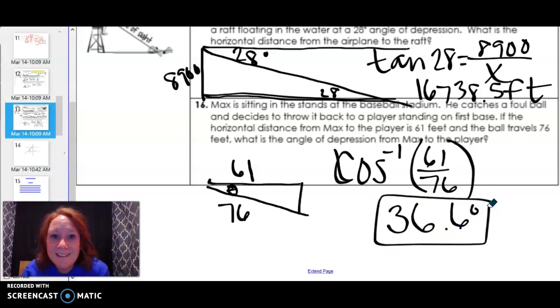Do you agree? And that is how we do angle of depression. The biggest issue is making sure you have your angle in the right place on these.